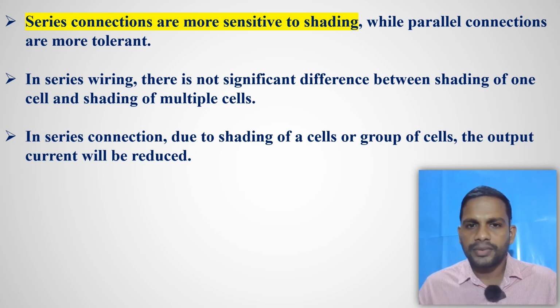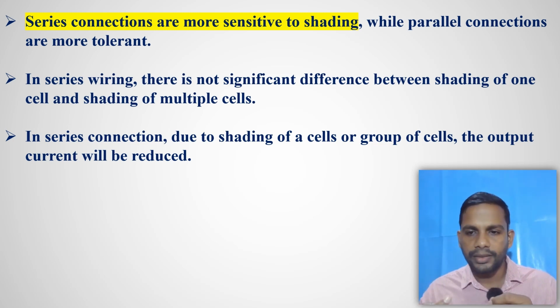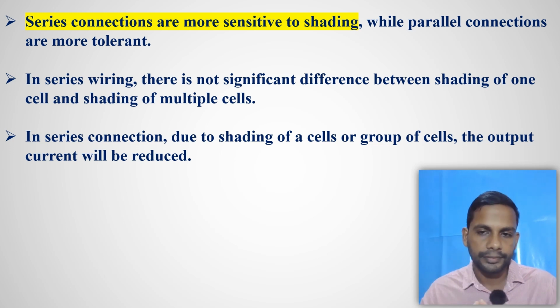In series wiring, there is no significant difference between shading of one cell or shading of multiple cells. If you are talking about within one module, whether you shade one cell or multiple cells, it has the same impact. As I said, if one cell is completely shaded, then the entire panel, the entire module, will not work. So the output will be 0 from that particular module. That's a scenario.